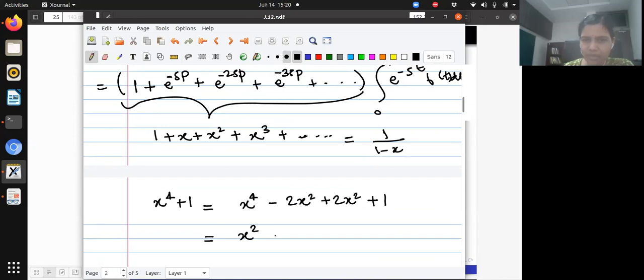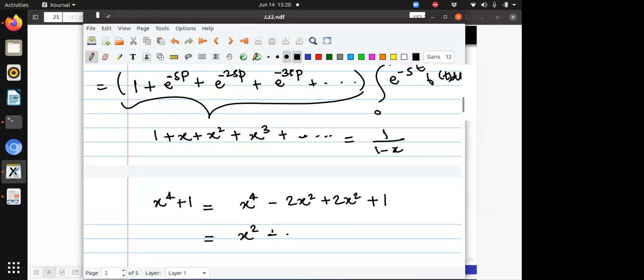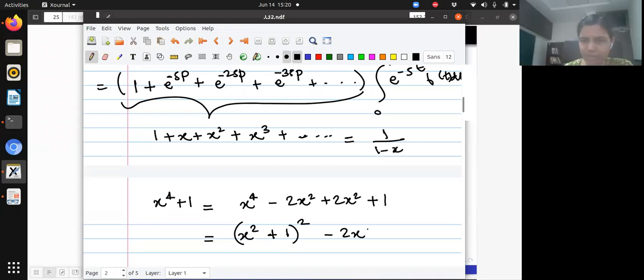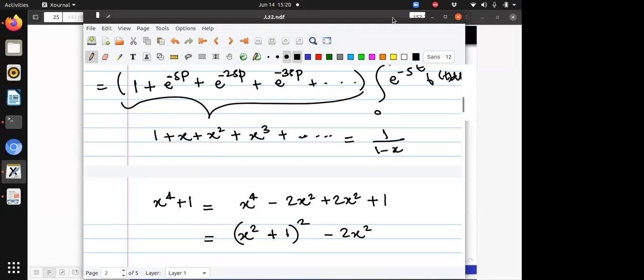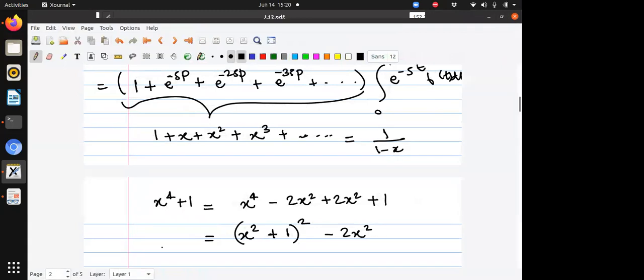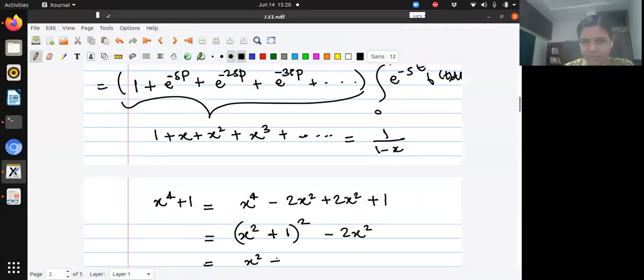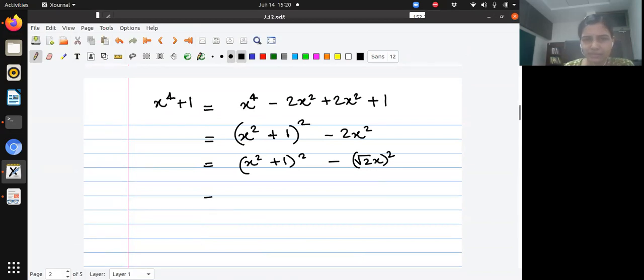You want to write x square plus 1 whole square, minus 2x square. Yes. And then write 2x square as under root 2 of x whole square, in a square minus b square form. And then x square plus 1 plus root 2x. Is that correct?